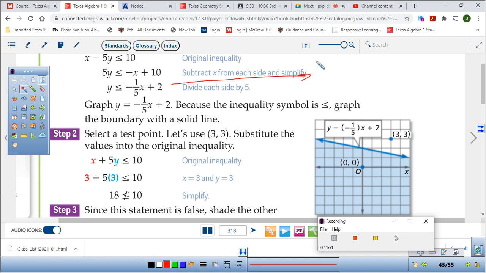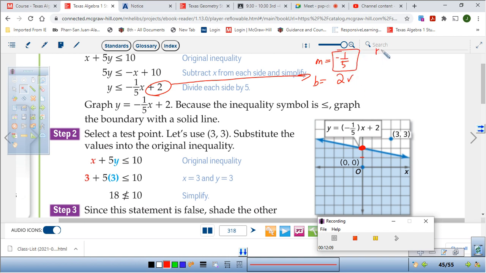I'm going to come out here. I'll do it here. M is equal to a negative 1/5. My y-intercept is a 2. So I'm going to go up to the 2. From here, I go up 1, 2, put my point there. Okay, that's that one right there.